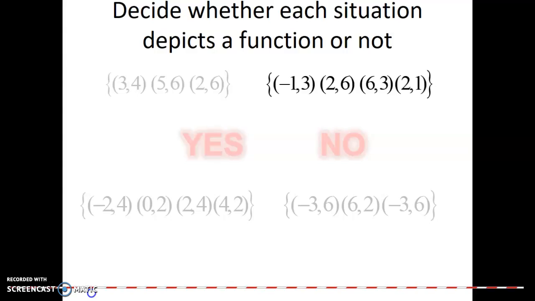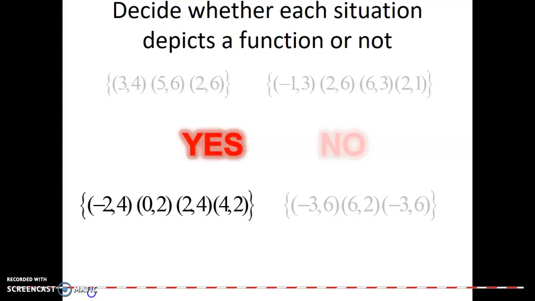All right, the next data set. Is this a function? This is not a function because an x of 2 is seeing both 6 and 1, which is no good. All right, the next data set. This is in fact a function. All right, each x has their own y, and there's no doubling up.